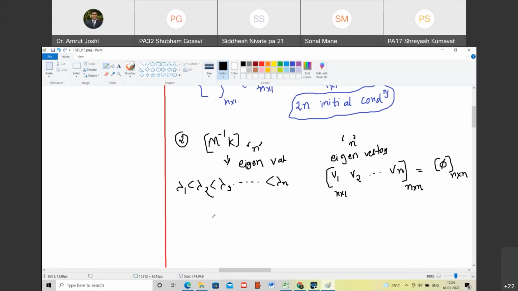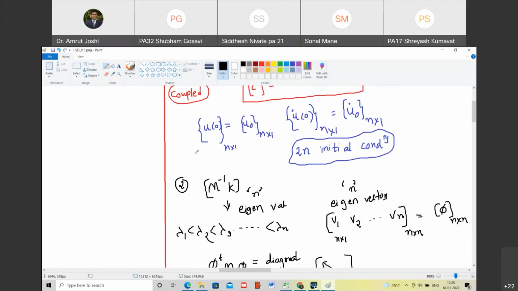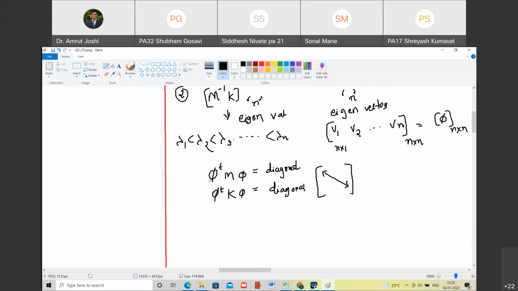Yes, sir. Now we already know that phi transpose m phi is diagonal, and phi transpose k phi is also diagonal. I proved this and showed it. Are you with me? Yes, sir. There is also a method of showing diagonal matrices in this way. Are you with me? Yes, sir.